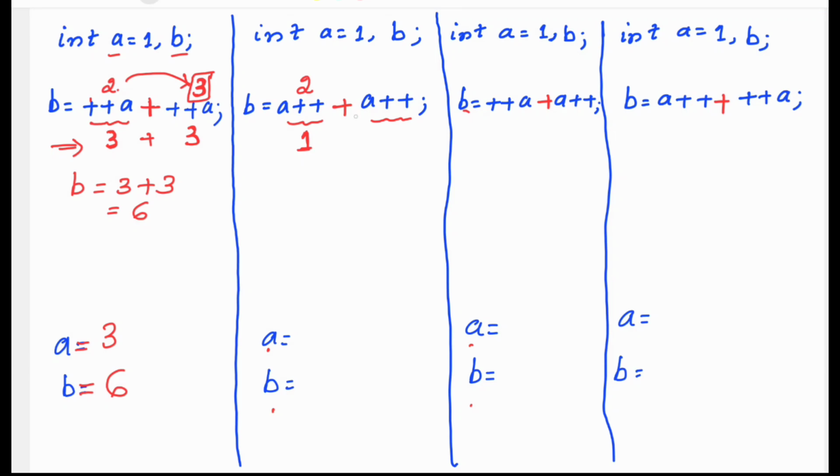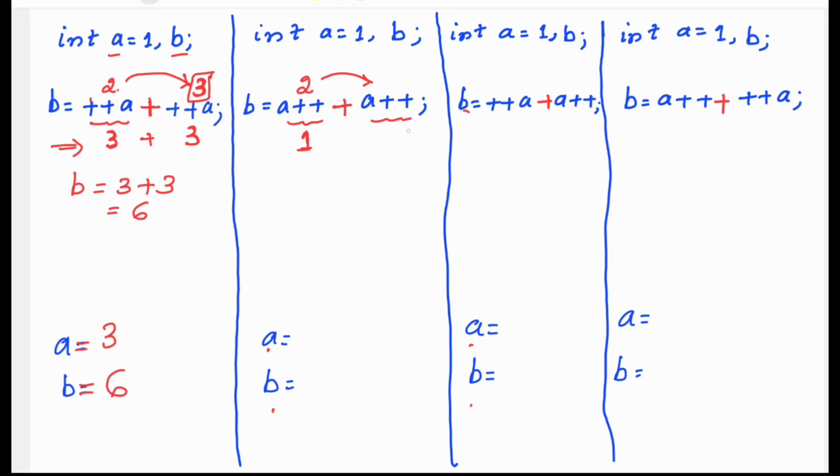Then the next sub expression has to be evaluated. We'll see what the value for the next sub expression is. Now the present value of a is 2, a plus plus. Here also you have the post-increment. Post-increment says that first assign the value.